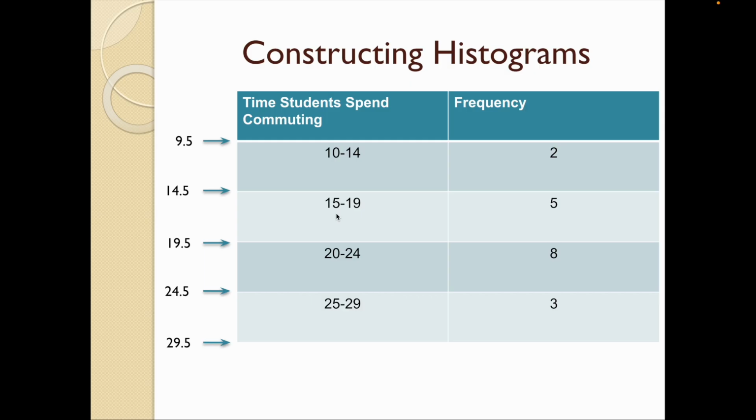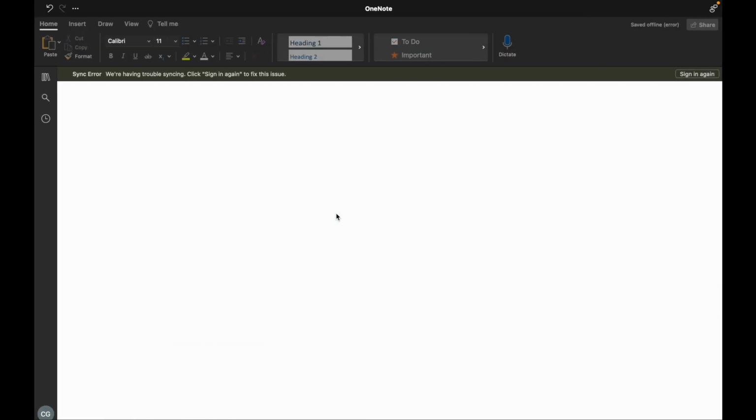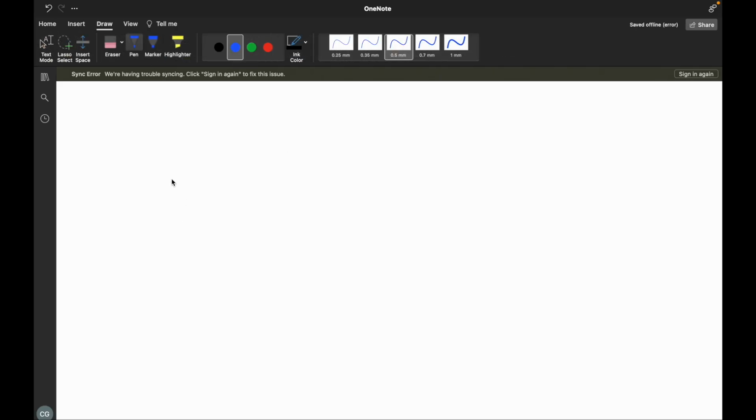The x-axis. Okay, that will be going on the x-axis. So let's try to put it here so we could see what it would look like. All right. So we had our x-axis and our y-axis. We're starting off with the x-axis. So the first boundary was what? 9.5.